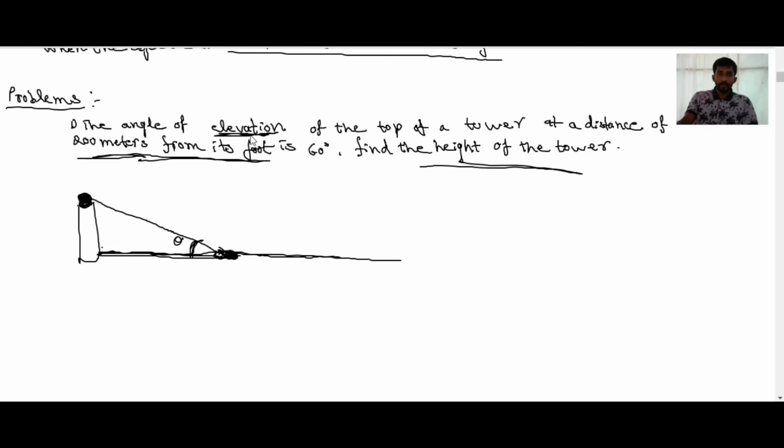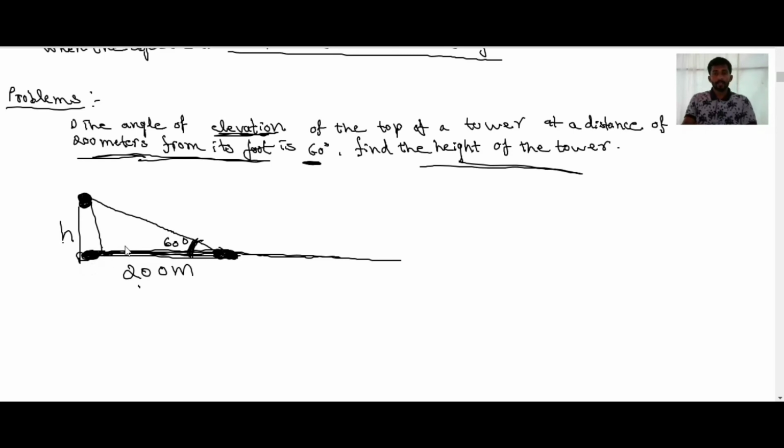What is given? Angle of elevation of the top of a tower at a distance of 200 meters. That is, from the tower up to this point, that means the person, the distance is equal to 200 meters. Then the angle of elevation is given: angle of elevation is equal to 60 degrees. You need to calculate the height of the tower. This is the question. Clear? This is a word problem.